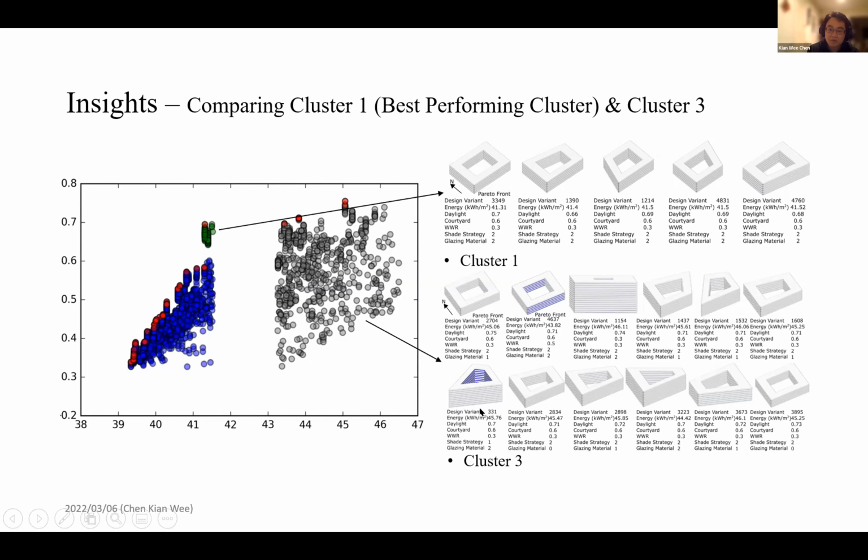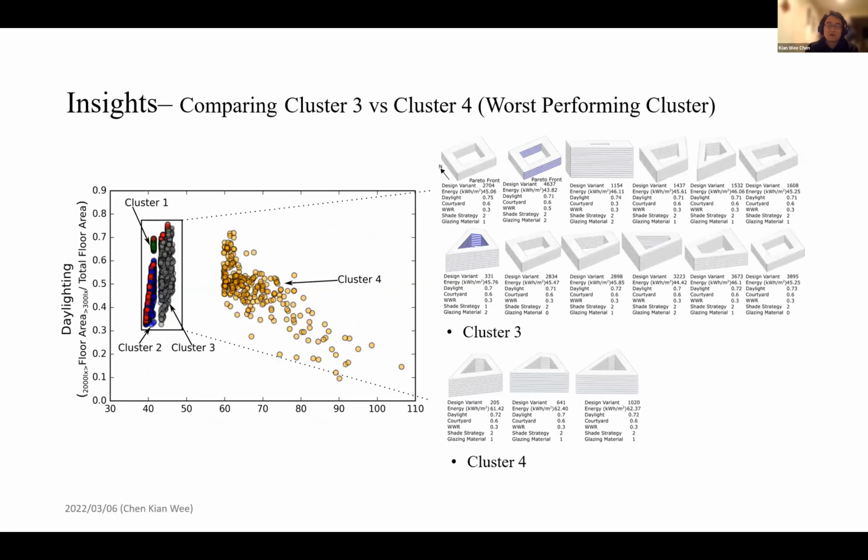But if we look at this design, which is quite different from the rest, we have good glazing material. You don't really need to shade everything, but you can still have different shapes and so on, and you can explore different design variants.